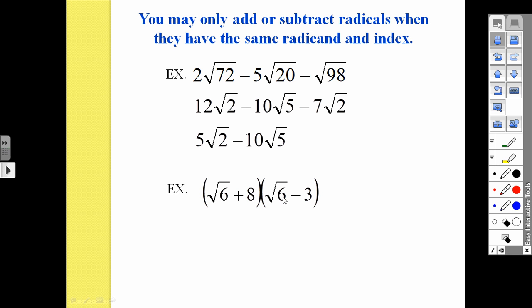So root 6 times root 6, that's going to give you 6. And then root 6 times negative 3, and then 8 times root 6, those are those two terms. And 8 times negative 3, we get the negative 24. Okay, so now these two can combine together to give us the 5 root 6. And then the 6 and the negative 24 combine to be negative 18. So there's your answer.